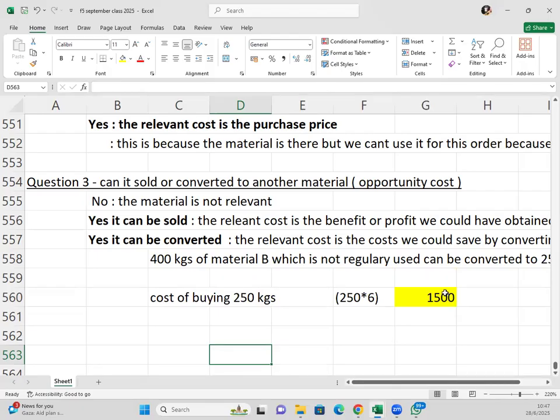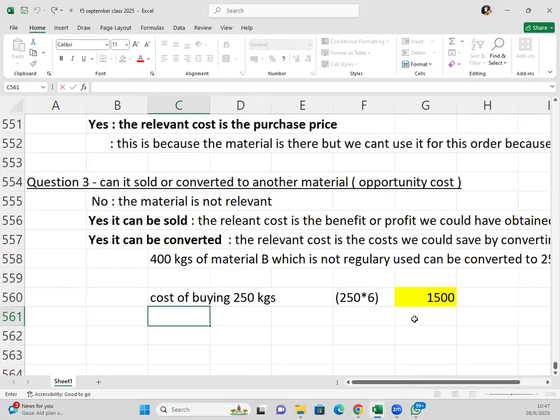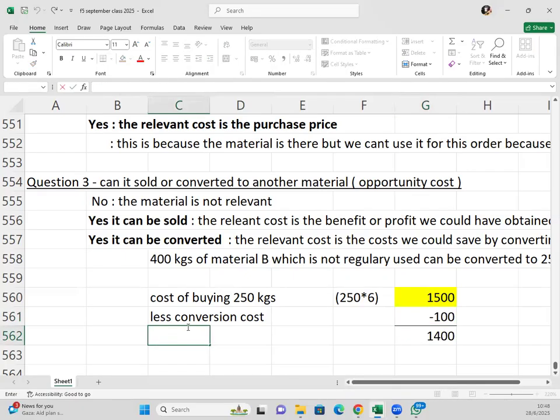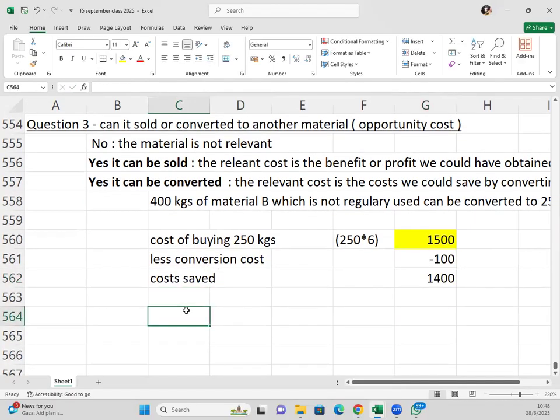So how then do you work out the cost saved? The cost of buying would be 150. So it means we would save 150, but still we are going to incur $100. So we would say the cost of buying less conversion costs. The conversion costs we were given in total, that's 100. So the cost saved will then be 1.4. The cost saved would be 1.4. So we are saying if we convert the material that we have to material A, we would save 1.4.